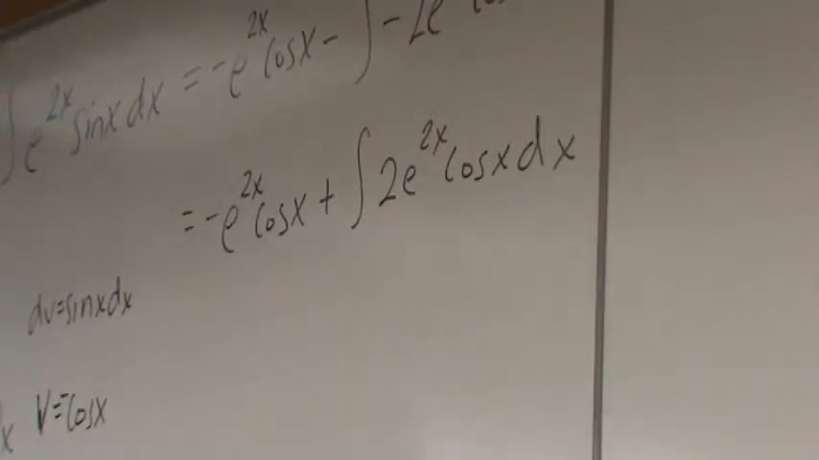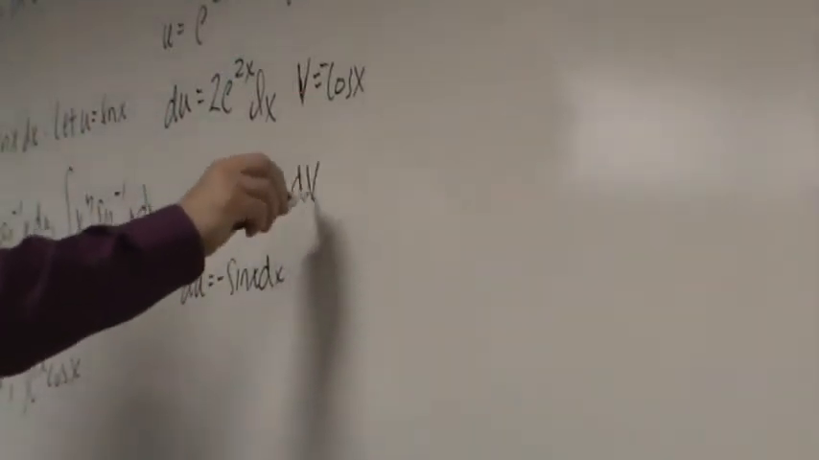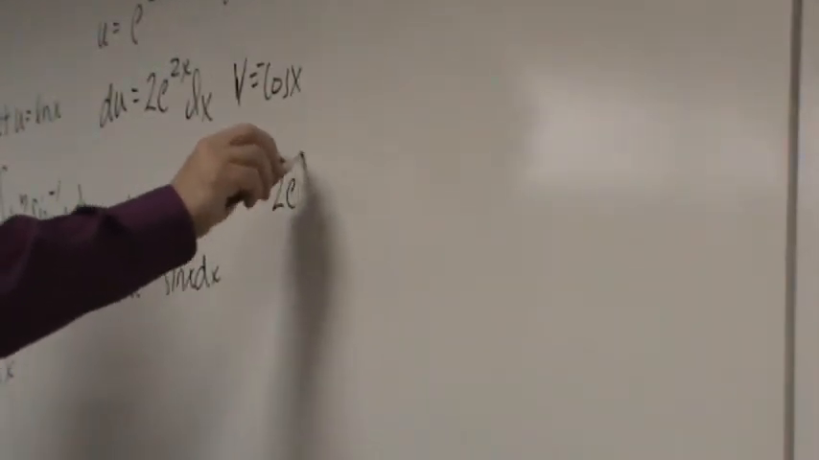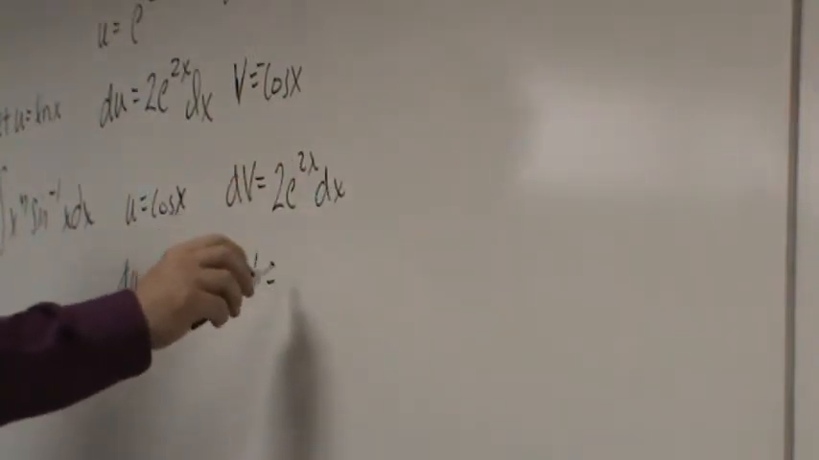Okay. Please do not write any of this down that I'm about to write. But let's say I let my u be cosine x, and my du would now be negative sine of x dx. My dv is going to be 2e to the 2x dx, so my v is equal to e to the 2x. You guys okay with that?